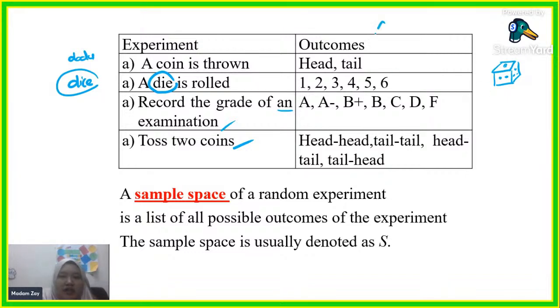So if you look at the right table, the right column, sorry. These are all the possible outcomes if we do the left column experiment. So we can say that all of these are the sample space, a list of all possible outcomes of the experiment. The sample space is usually denoted by capital S.